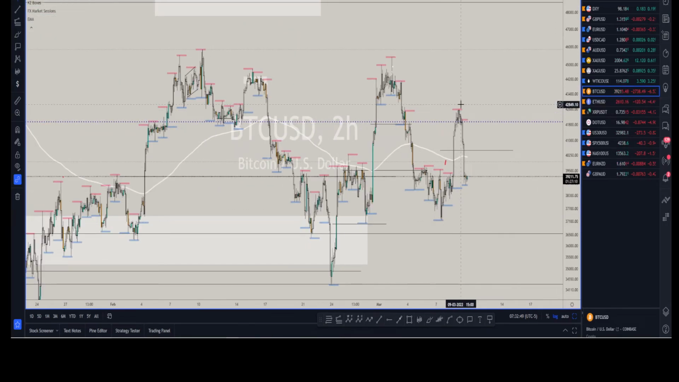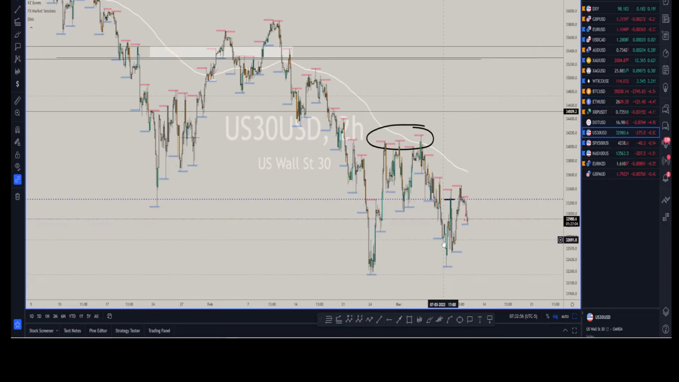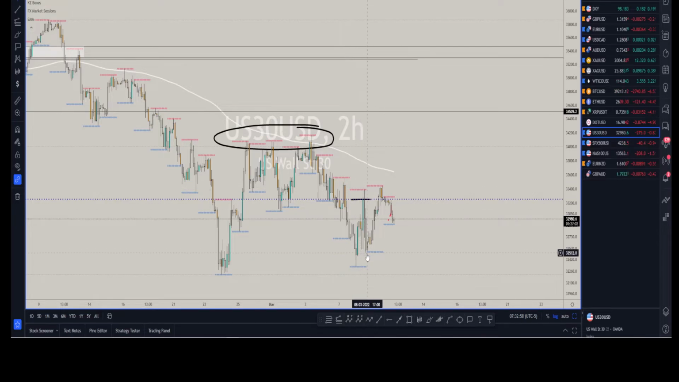So we got this and we came back down. Is it possible to go back up? Yes, look what happened here. Same thing here. We got this, we came back down, then went back up. Nothing changed. We're still in the same area.